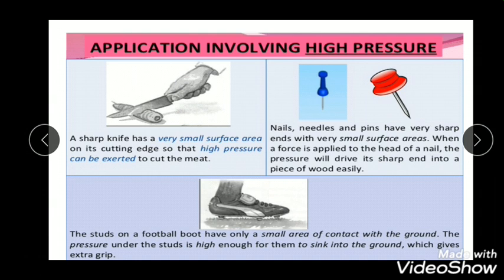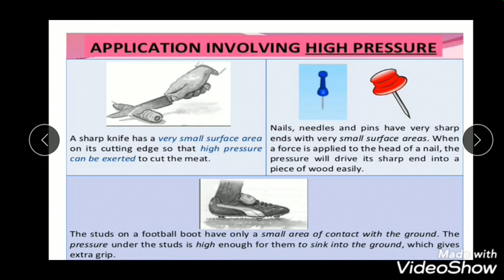Similarly, nails and needles and pins have sharp ends, isn't it? The surface area is very small, so we can apply very less force and we will get high pressure at the end.